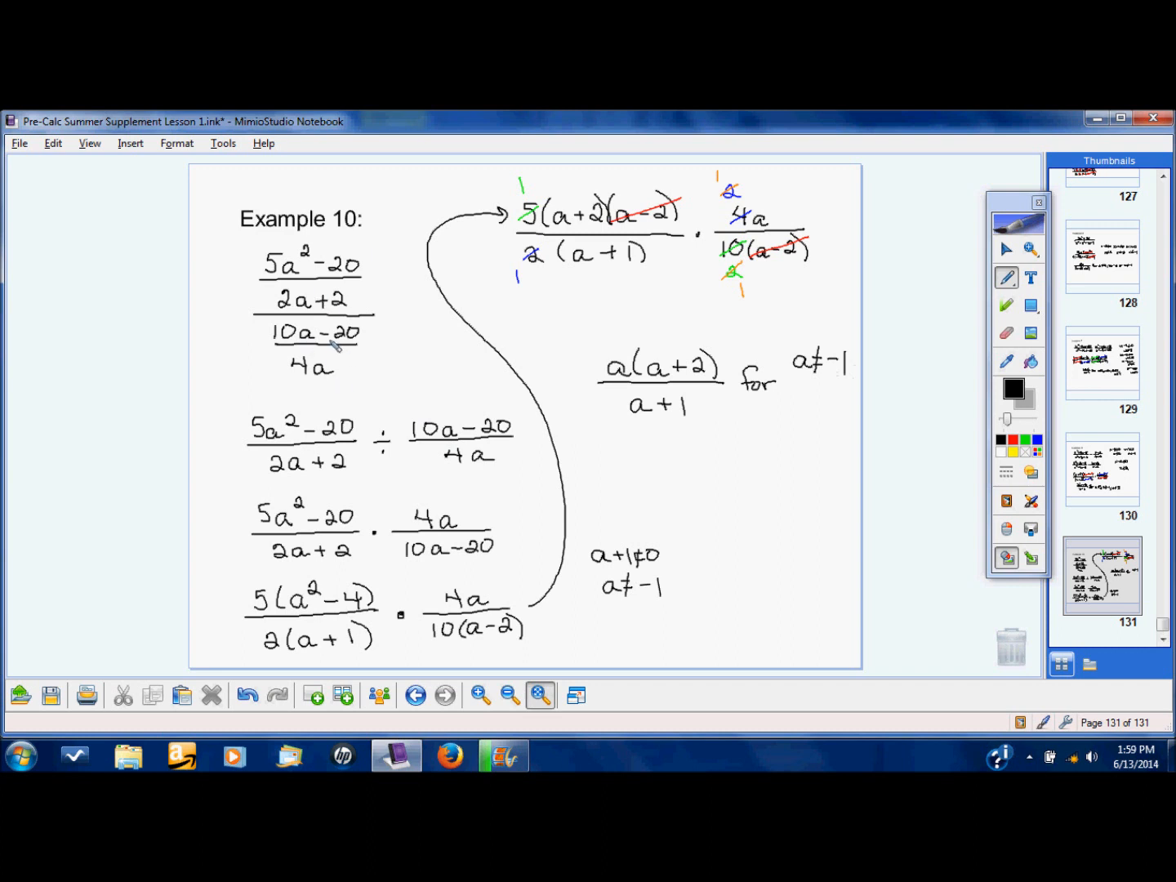We'll take a look at another one. 4a is also a denominator, so 4a can't be 0. So that means that a can't be 0. And finally, 10a minus 20 is a denominator along the process. So that one factored out is here. So a minus 2 is also not allowed to be 0. That means a can't be 2.